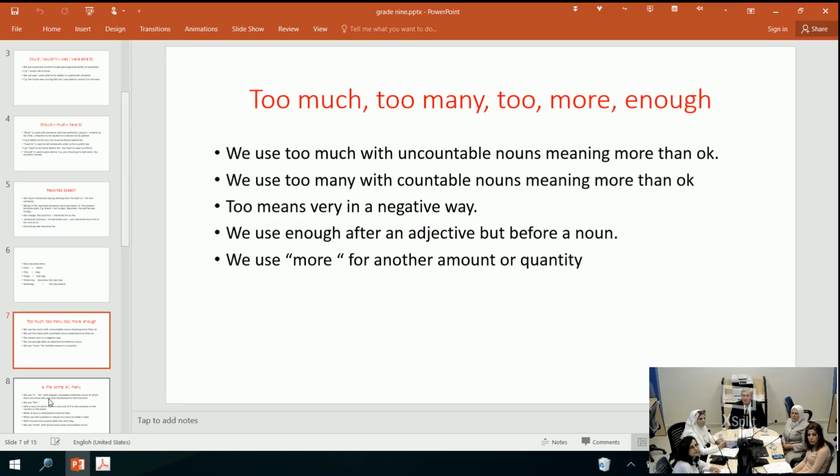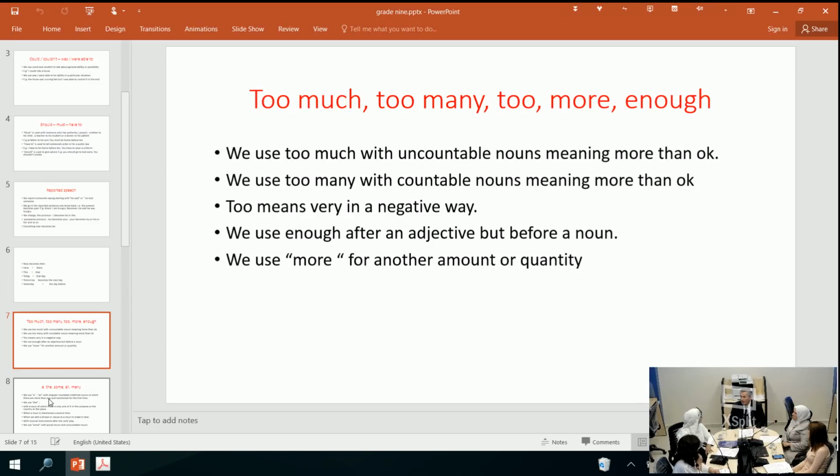We use too many with countable nouns, meaning more than okay. It is used with the plural countable noun, because many is used with the plural and with countable nouns. So when we use too many, the verb should be plural. For example, you can say there are too many cars in the street. There are too many people in the street.